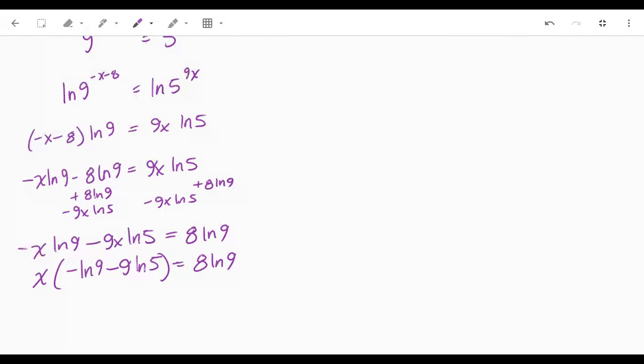And then I can just divide. So x will be 8 natural log of 9 over negative natural log of 9 minus 9 natural log of 5. Go ahead and do that on your calculator. Be really careful with your parentheses. We should get about negative 1.0536.